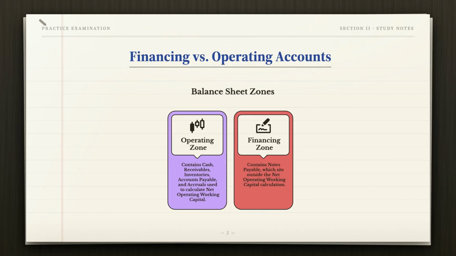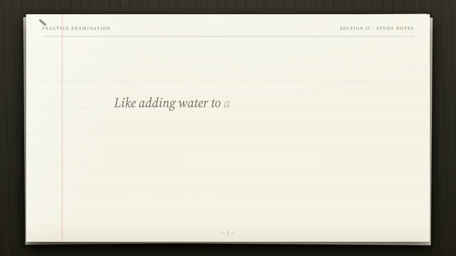Picture the balance sheet split in two, an operating zone and a financing zone. Notes payable lives in the financing zone, walled off from the calculation entirely. So no matter how much it grows, it simply cannot reach the operating figure.